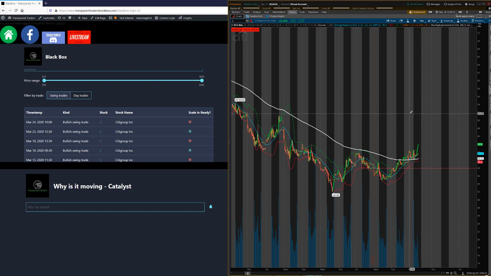It's all about scaling in and never going into your entries with your entire position size or dollar amount that you want to take in that trade. Break your trades up. I recommend breaking it up 10 times. That may sound crazy, but I promise you it works.